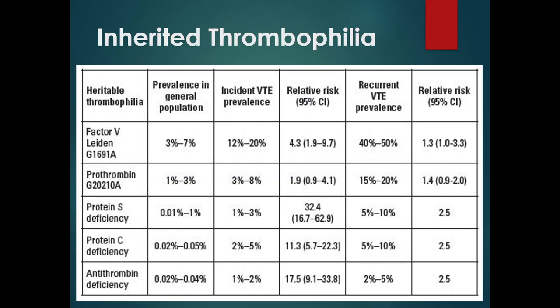Here is the inherited thrombophilia and the risk of recurrent VTE. Factor V is like 50% prevalence of recurrent VTE. So that's why we concentrate on factor V Leiden when we examine for thrombophilia.